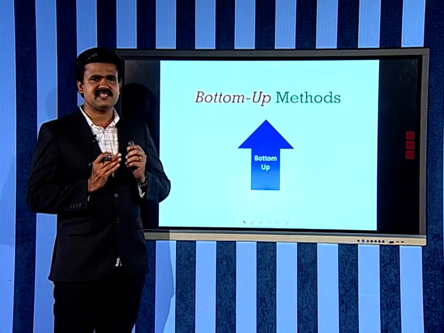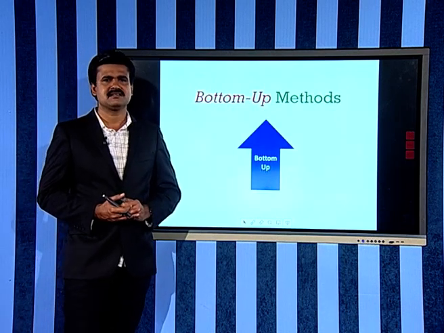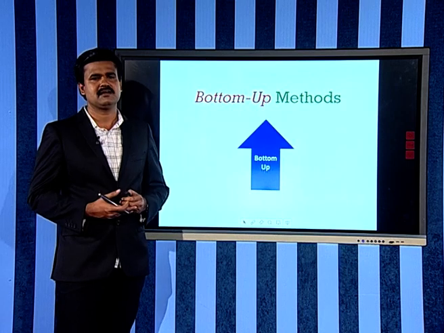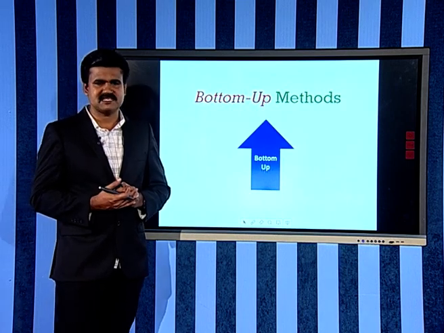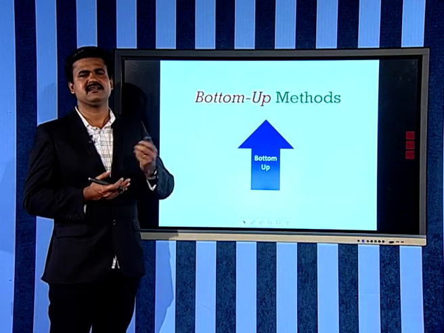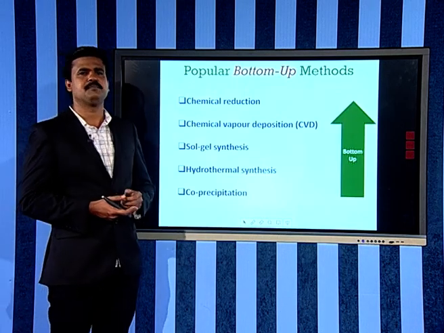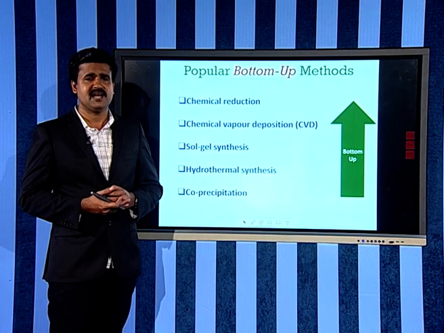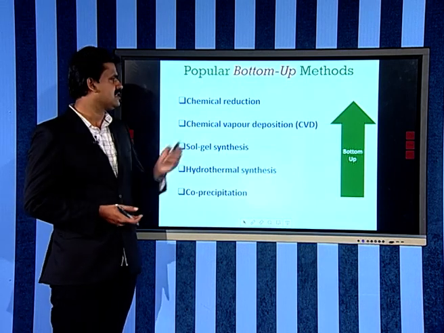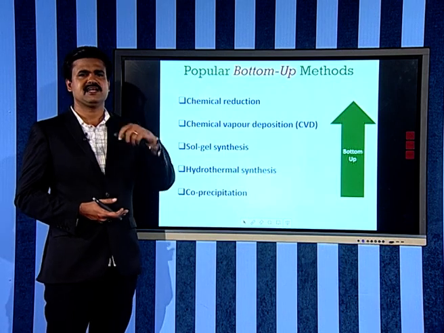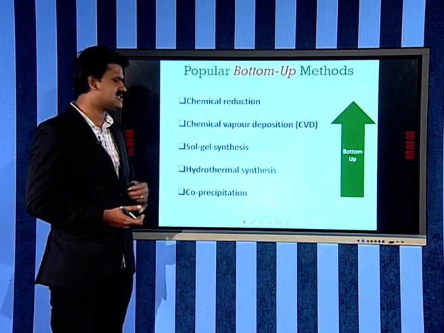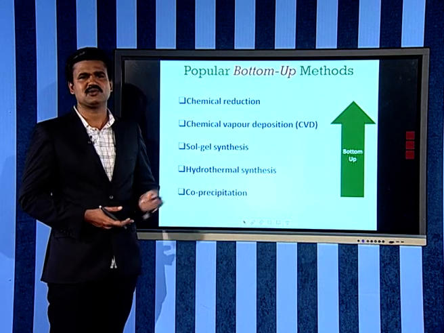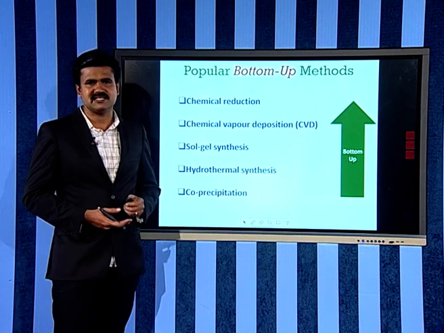Then another aspect of today's discussion is bottom-up methods. In the bottom-up method, as we are already aware, we begin from atomic level substances and assemble them together to get nano-sized materials. There is an enormous number of bottom-up methods, and in today's discussion we are selecting these important ones: chemical reduction method, chemical vapor deposition, sol-gel synthesis, hydrothermal synthesis, and co-precipitation. These are all popular bottom-up methods.